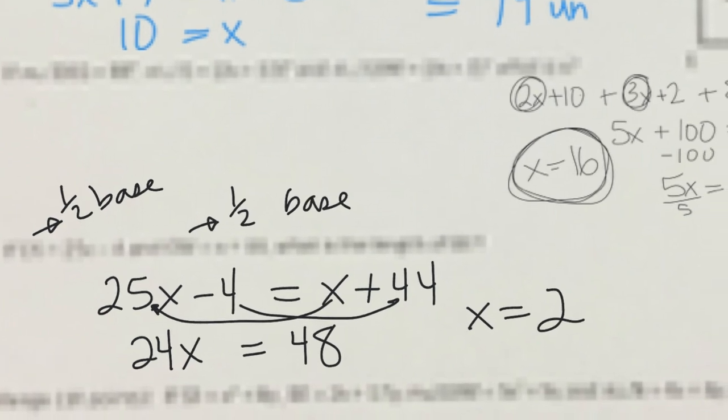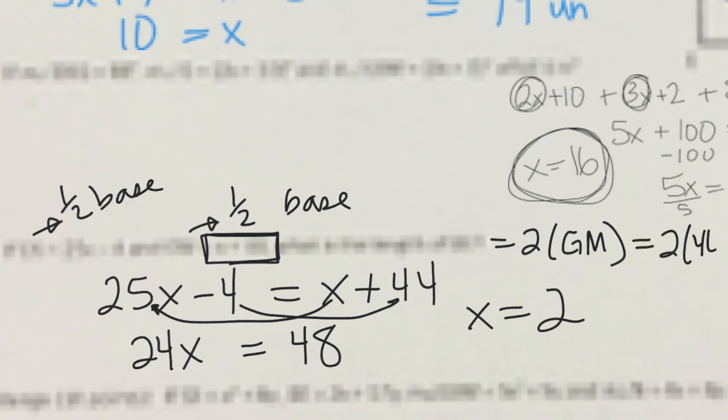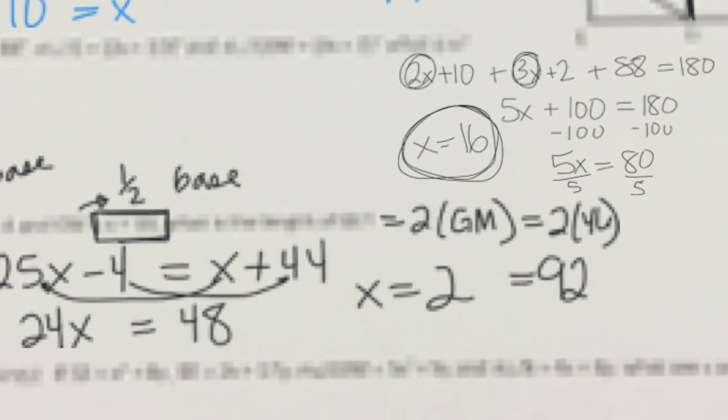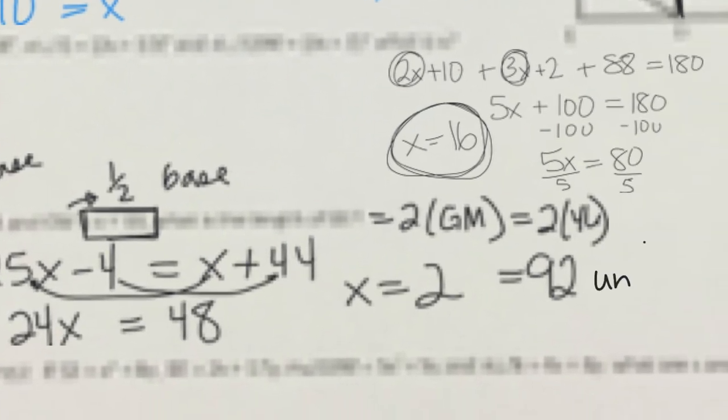So what is the length of GE? Well, GE is 2 GMs. So if we plug 2 into GM, 2 plus 44 is 46. 2 times 46 is 92. So GE is going to be 92 units long.